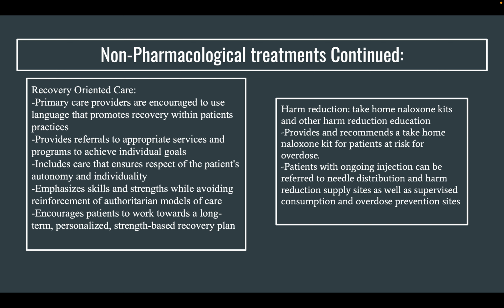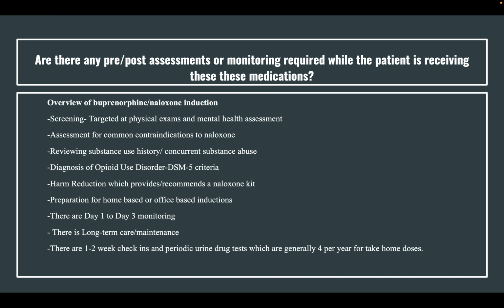There's also the harm reduction route, where take home naloxone kits and other harm reduction education and teaching is provided. It provides and recommends take home naloxone kits for patients at risk for overdose. Patients with ongoing injection can be referred to needle distribution and harm reduction supply sites, as well as supervised consumption and overdose prevention sites.